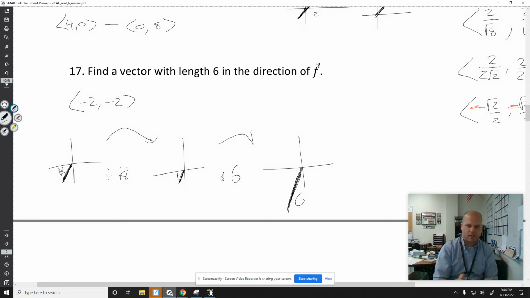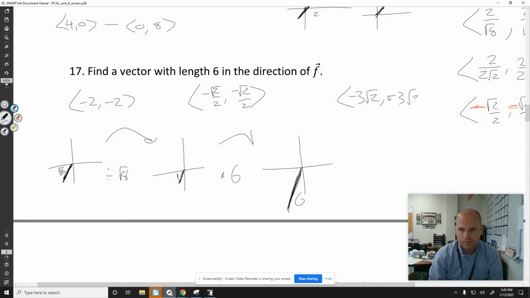This is what we do with projection vectors. We take our vector, divide it by the magnitude, we get our unit vector, then we multiply it by the magnitude of our projection, which we get from the dot product. It's like A cosine theta, or dot product over magnitude of B. So I have, after some simplification, negative root 2 over 2, negative root 2 over 2, and then times 6 gives me negative 3 root 2, and then negative 3 root 2.